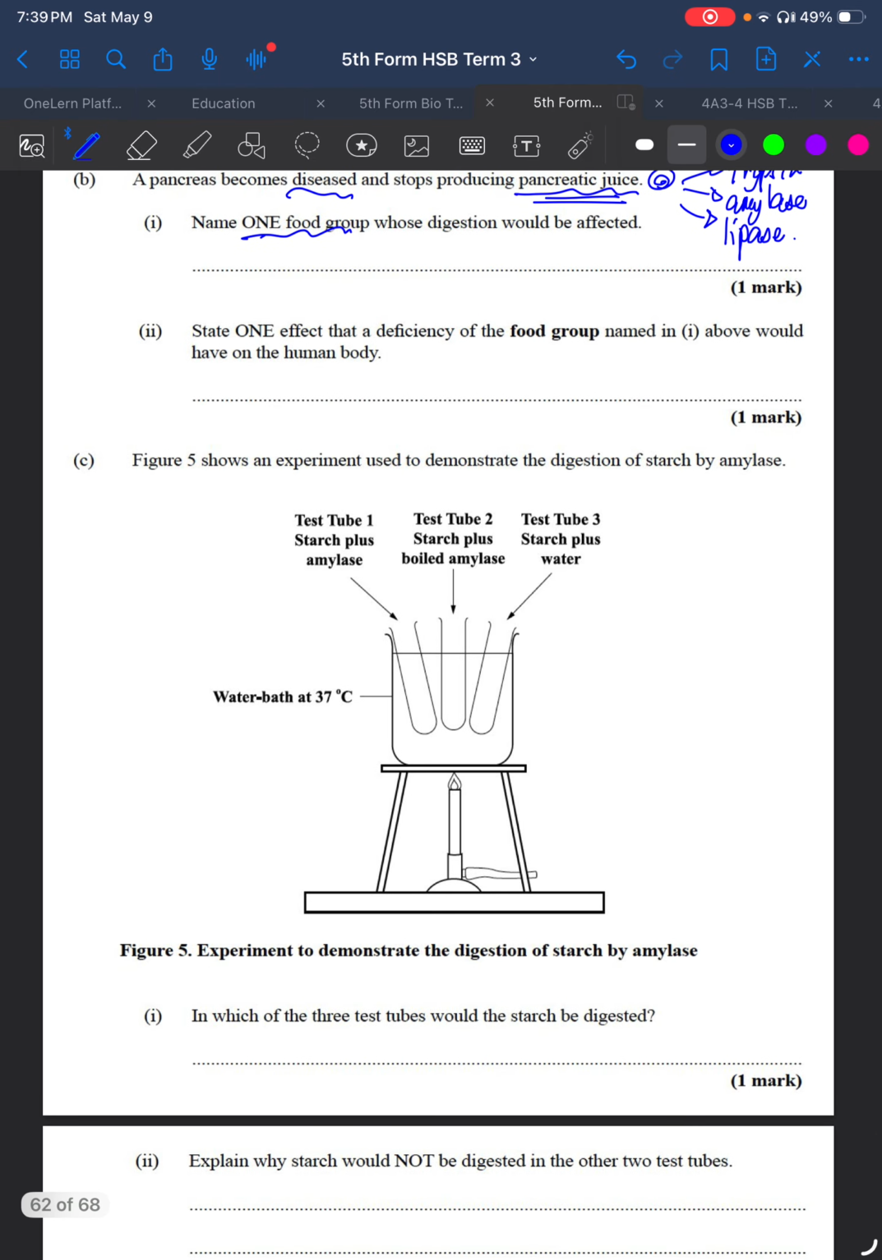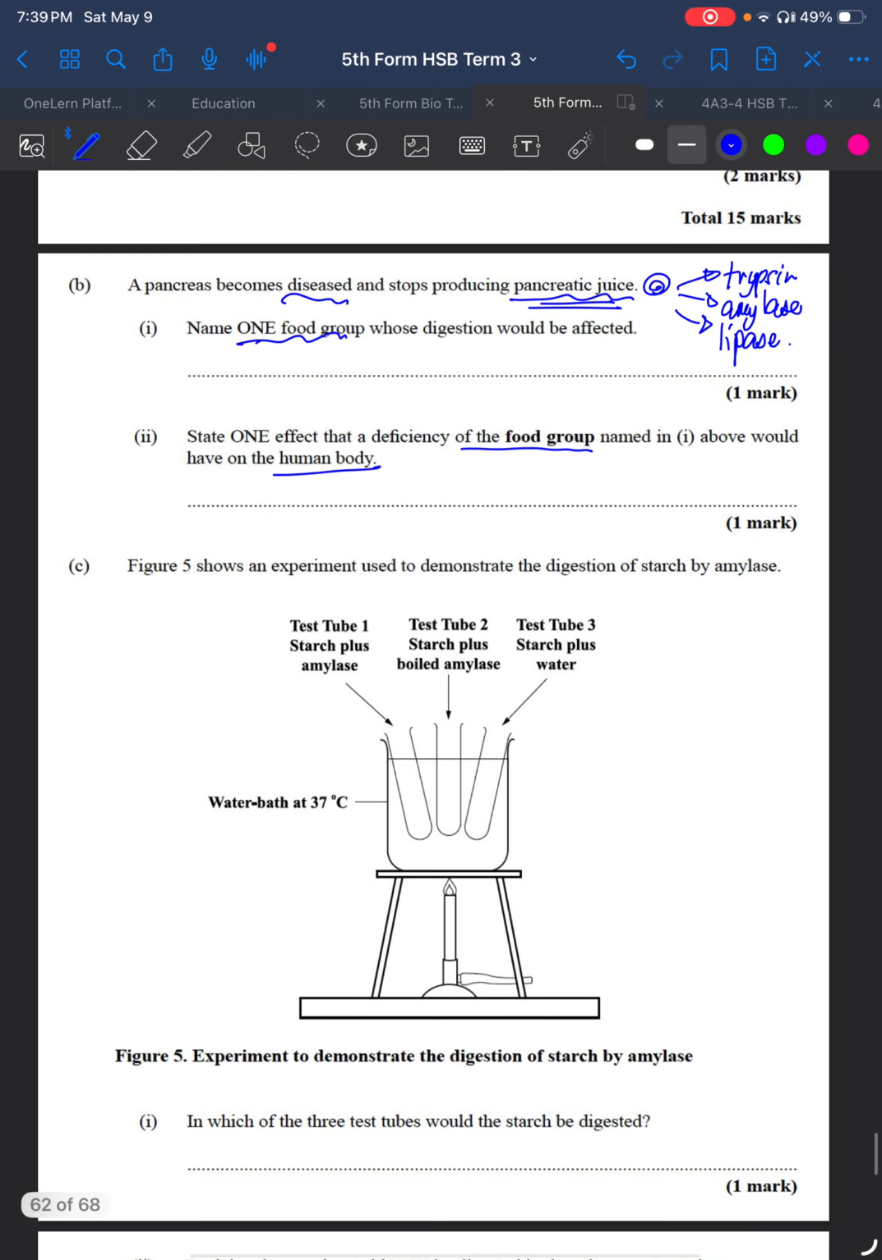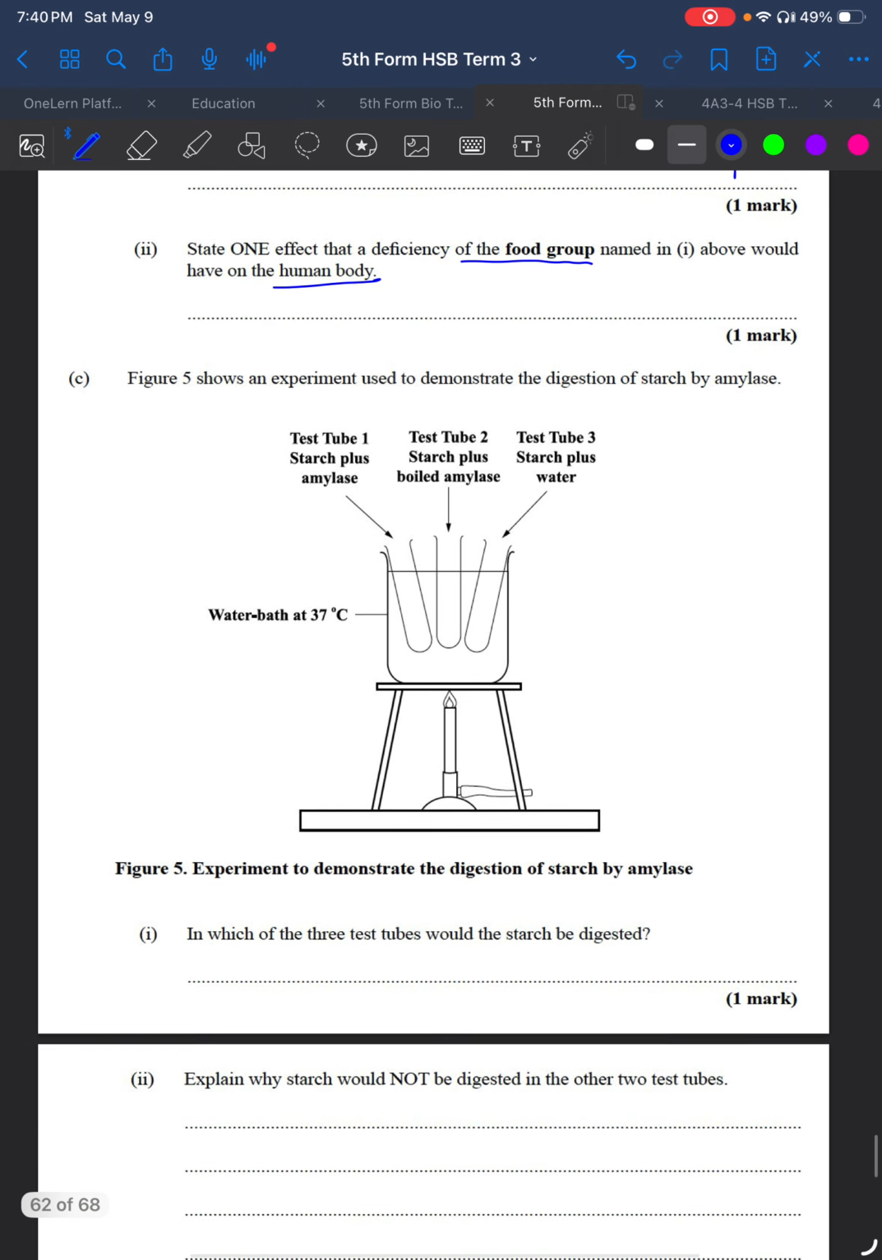State one effect that a deficiency of the food group would have on the human body. So depending on what you chose, you would have different deficiencies, whether it's protein energy malnutrition, when you have a lack of protein and carbohydrates in your diet. Any of those, you can get marks for.